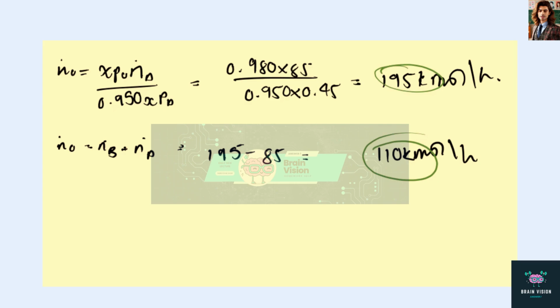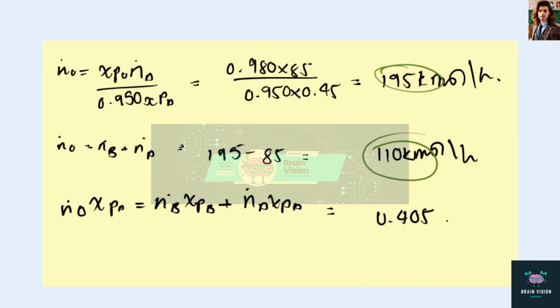Next we can look at the mole fraction. We calculate the mole fraction using the following equation: n0 xpd is equal to nb xpb add nd xpd. So our mole fraction here is 0.405 mole.